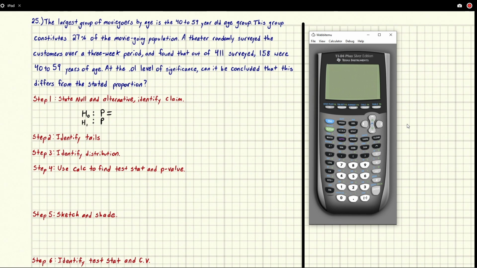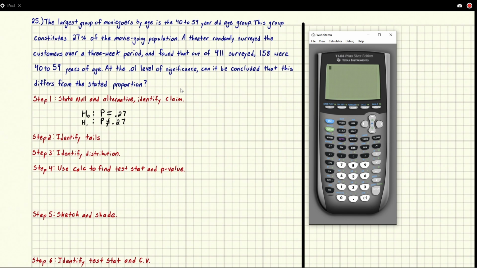It says here the group constitutes 27%. That is our first proportion, the stated proportion. So we would say the proportion is equal to 0.27. But then we want to know if it can be concluded that it's different from the stated proportion, that it's just not 27%. So that's going to be the second one: the proportion is not equal to 0.27.